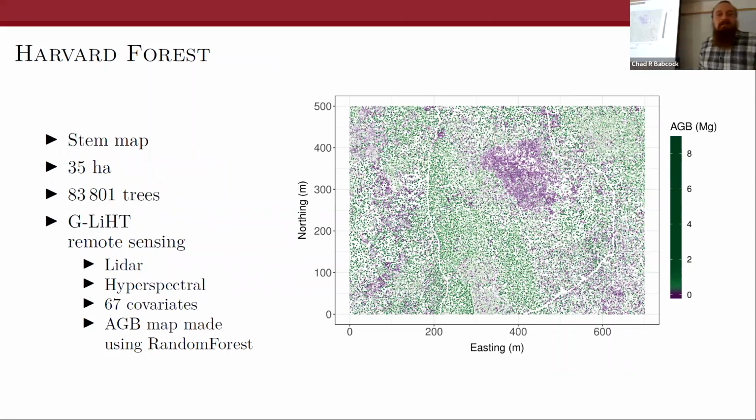So then I'll introduce you to my favorite data set for studying these types of things. This is Harvard Forest. It's a 35 hectare stem map. There are 83,801 trees, where I imagine a whole ton of undergraduate and graduate students have been paid to go in and get the location of every single tree within this particular tract and measure the diameter at breast height. And for some of them, they actually measured height.